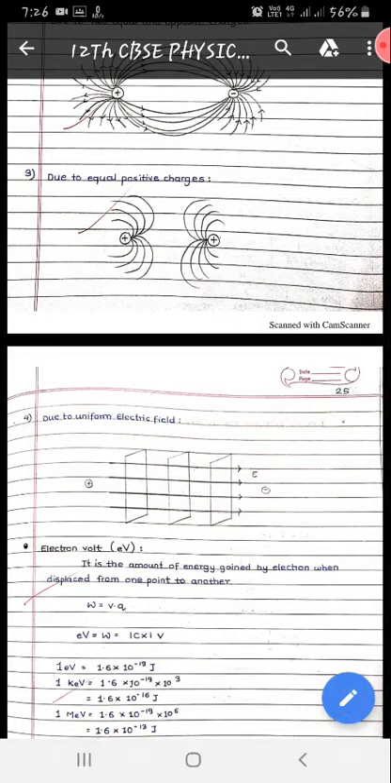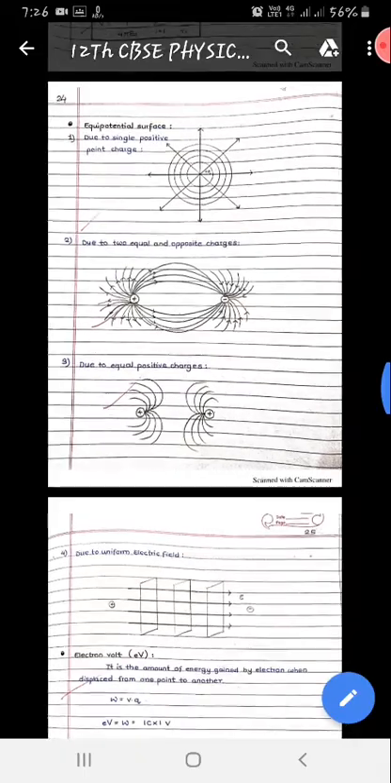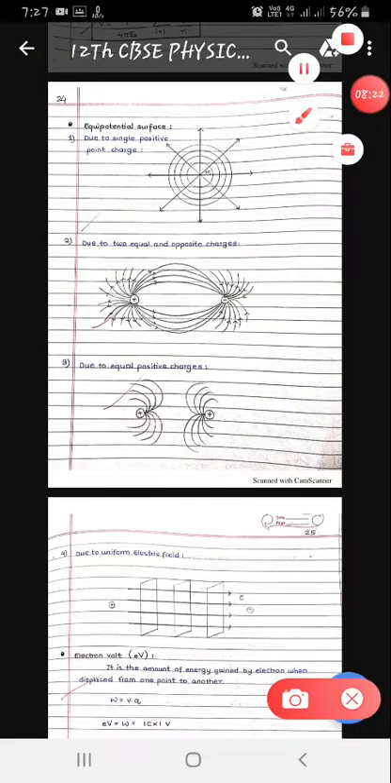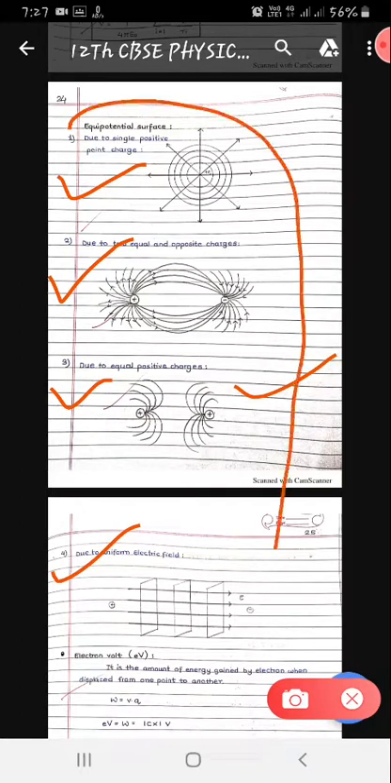So my dear students, in examination many times, if you see the previous question papers, definitely you will find any of these figures. They may ask you to draw the equipotential surface for a single isolated positive point charge, or due to equal and opposite charges, or equal positive charges, or equal negative charges, or due to a uniform electric field. So all these points are important for 1 to 2 marks, and may come in the examination.